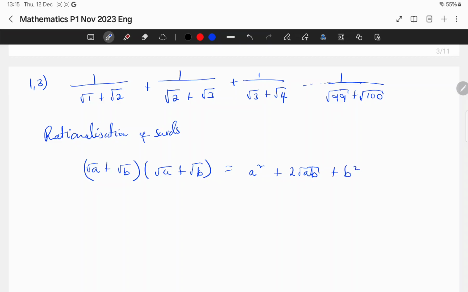And you don't want this term here. You want to simplify such that you have simple terms to work with. And how do you get rid of this middle term? You multiply by the conjugate.